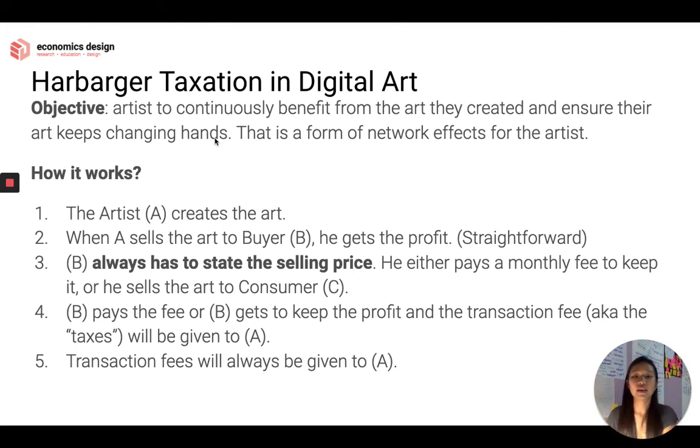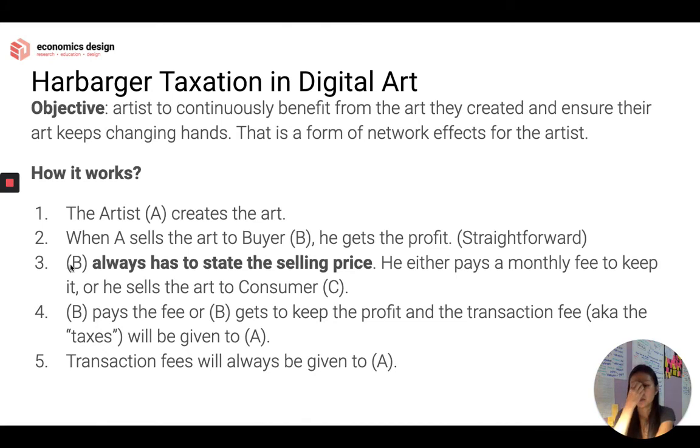Why? Because this is a form of network effects for the artist. Because then, as more people get their hands on the art, as more people get to know about the art, people also get to know about the artist, and that's basically network effects for the artist. People know more about him, people are more willing to buy his stuff. So this is the general gist of how it works, and then we'll go through the pictorial version of how it works, okay? So the artist creates an art, and artist A will sell the art to buyer B. He gets the profit. Very straightforward. So I'm an artist, I create an art, someone buys it from me, and I gain the profit. This is whatever is in existence today.